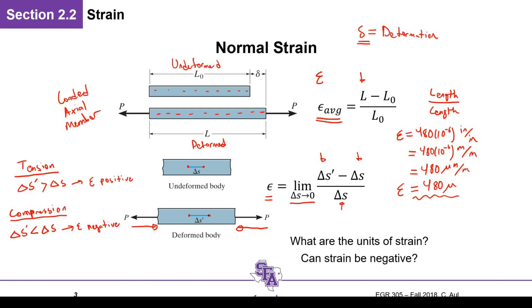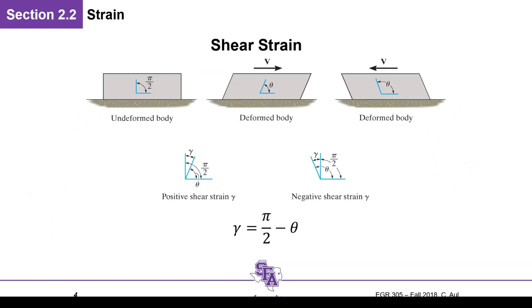Okay, and this comes back to relating it to its original distance or its original change. So that's for normal strain. Shear strain is given by the Greek letter gamma. This is gamma here. That's equal to some original angle, pi over 2, which would be like our undeformed case, minus this new angle, which represents our deformed case. So this is undeformed, and this would be deformed.